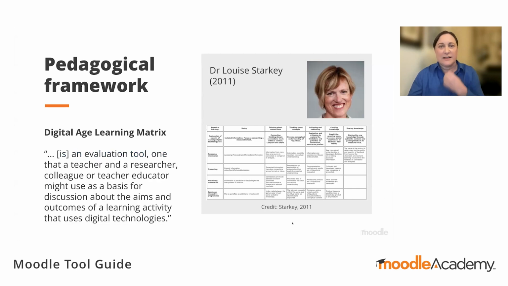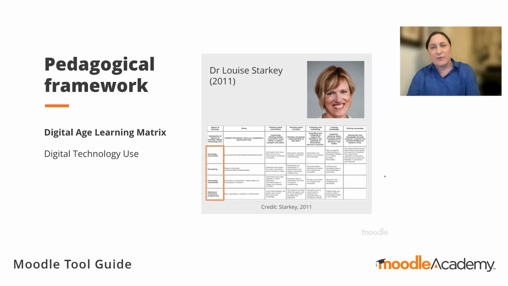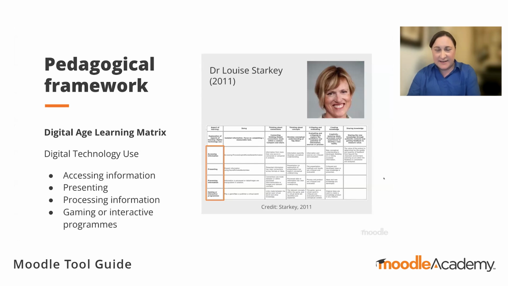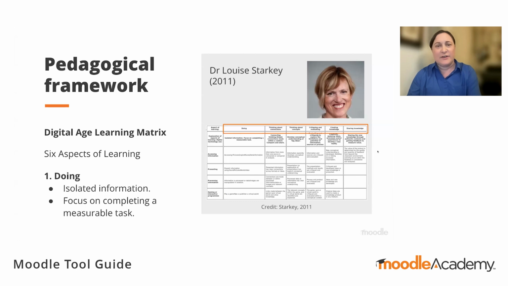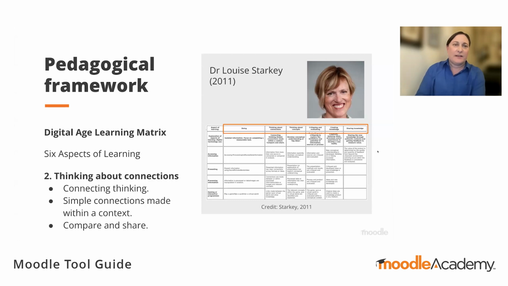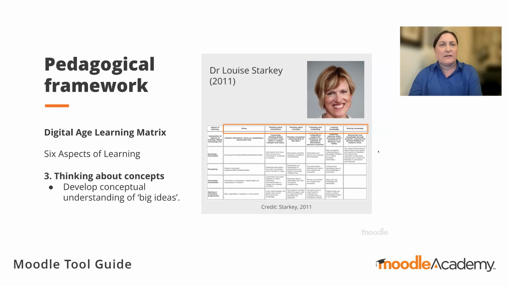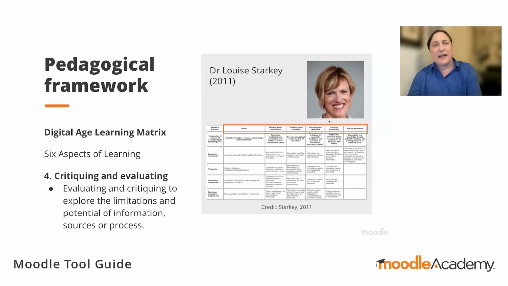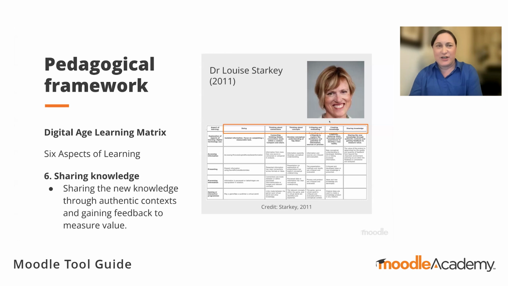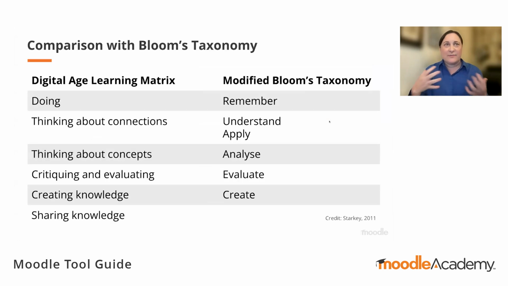And I really like this explanation from Dr. Starkey about the digital age learning matrix. The matrix is comprised of 4 types of digital technology use: accessing information, presenting, processing information, and gaming or interactive programs. And there are 6 aspects of learning, which are doing, thinking about connections, thinking about concepts, critiquing and evaluating, creating knowledge, and sharing knowledge. And you can see that there is a comparison there with Bloom's taxonomy.